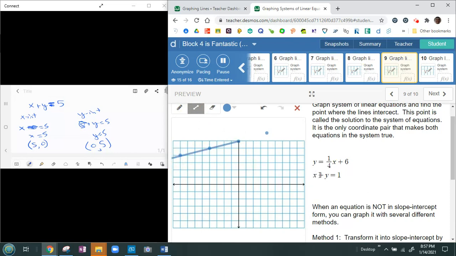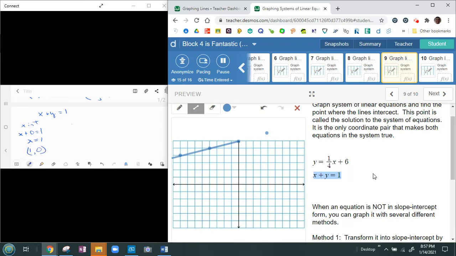Now I have this guy, which is not in slope-intercept form, so I got to go over and figure out what those intercepts are. So my x-intercept, I plug in 0 for y, so x plus 0 equals 1, so x equals 1. So that'd be (1, 0). And then I have my y-intercept, so I plug in 0 for x, so I get 0 plus y equals 1, so y equals 1, so (0, 1). All right, so these are my 2 points, boom and boom, except I'm supposed to do them in a different color.